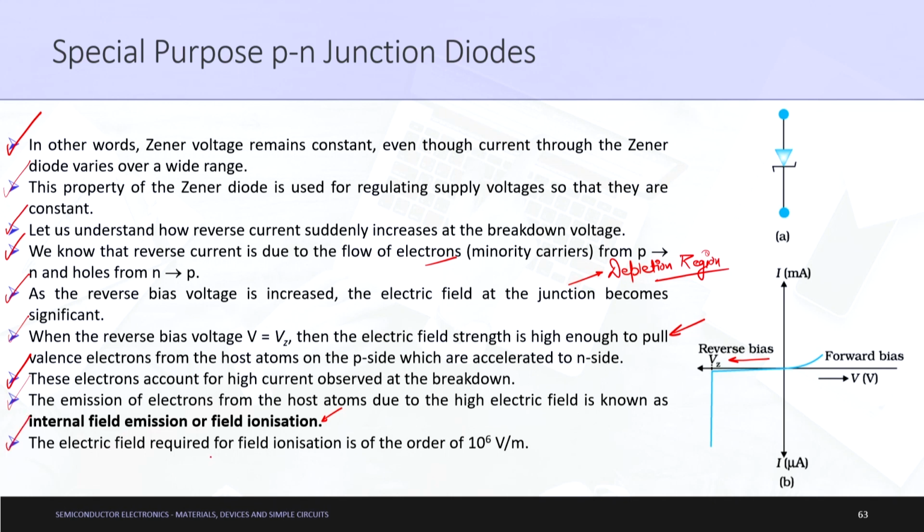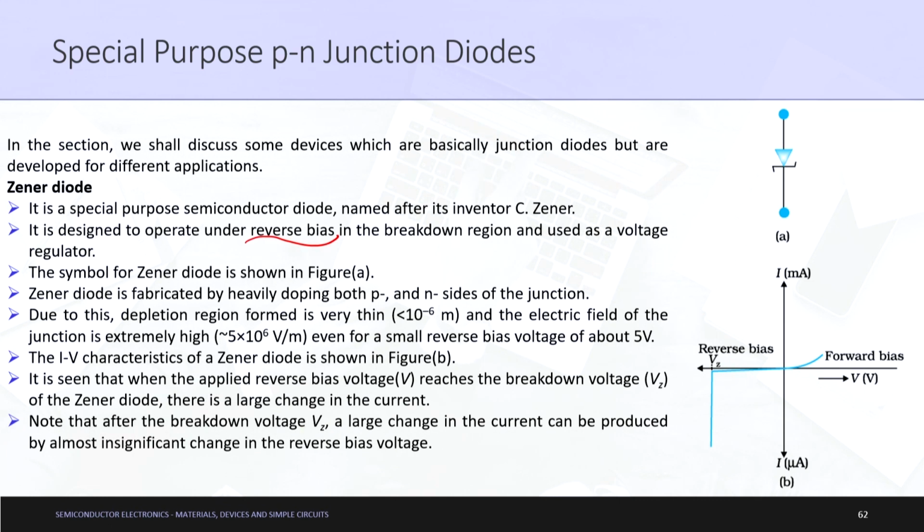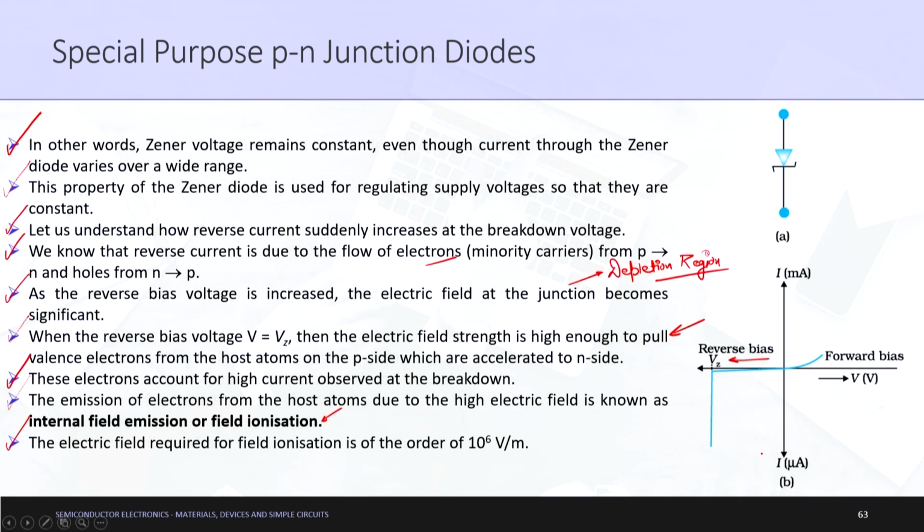The electric field required for field ionization is of the order of 10 to the power 6 volts per meter. Fine. You can see here also that the electric field in the junction was extremely high, which was of the order of 5 into 10 to the power 6 volt per meter, and similar is given here also, that the electric field required for field ionization is of the order of 10 to the power 6 volt per meter.